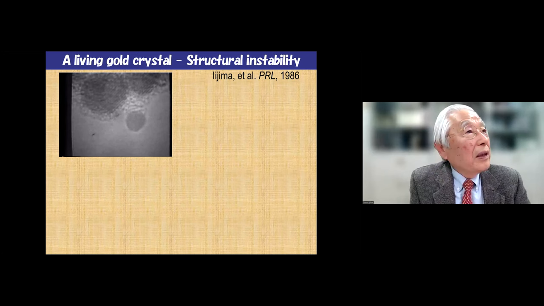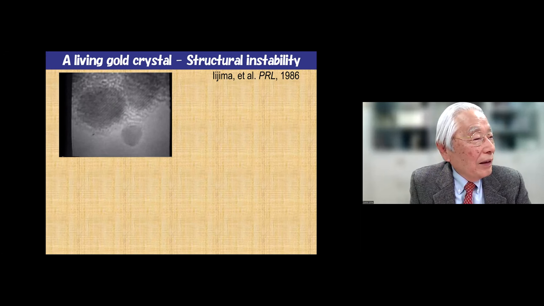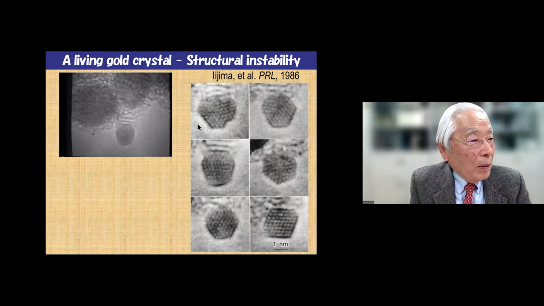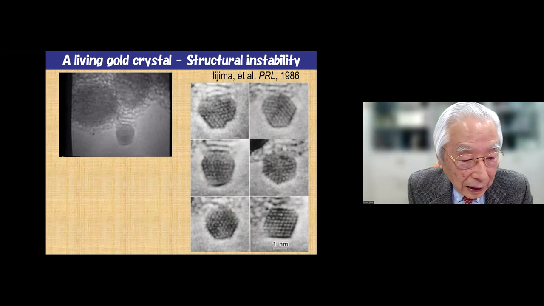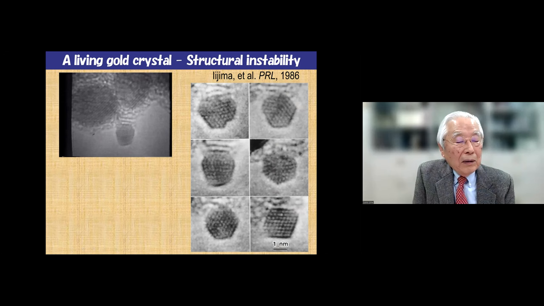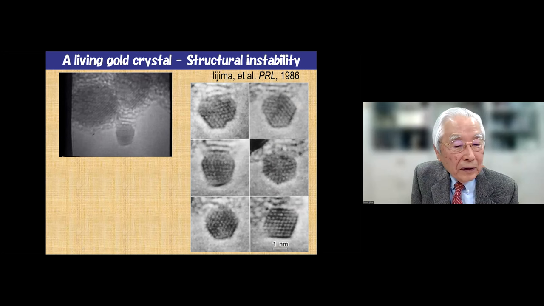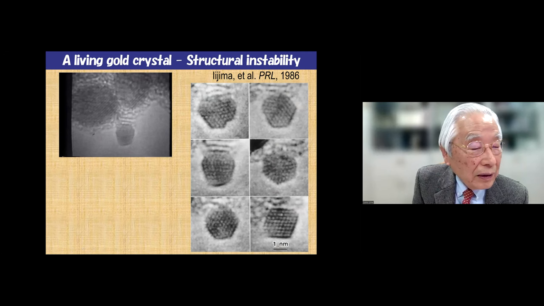Okay, so you see this gold moving around. Under the electron beam, this small particle, about 20 angstrom across, the shape and internal gold atoms are all the time moving around and taking on different structures. This is simple cubic, simple octahedral, the gold clusters, but it's the icosahedral phase. So you see twins.